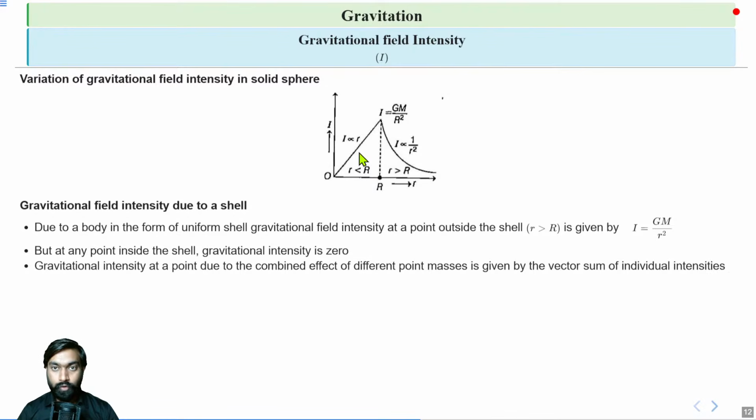Gravitational field intensity follows the superposition principle. This means that if we need to find the net intensity at a particular point due to several masses, it will be the vector sum of all of them. Why? Because gravitational field intensity is a vector quantity. Thus I equals I1 plus I2 plus I3 and so on.